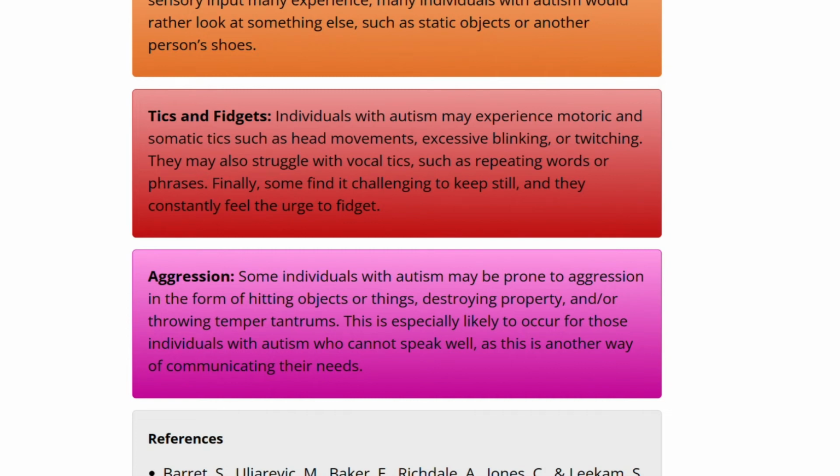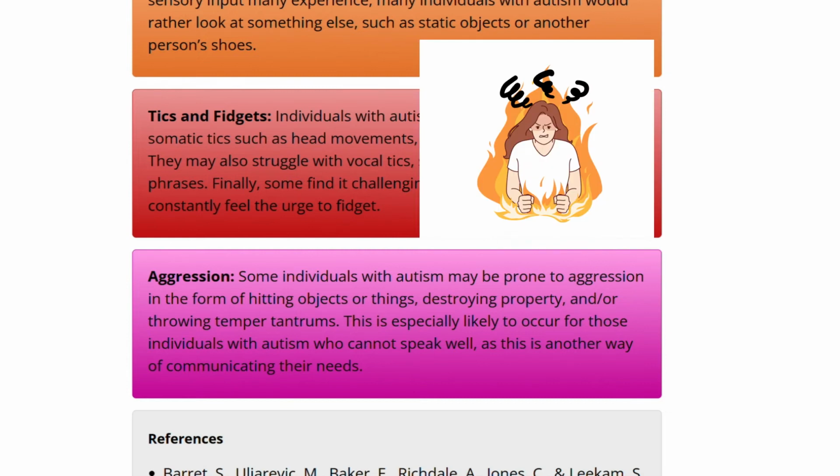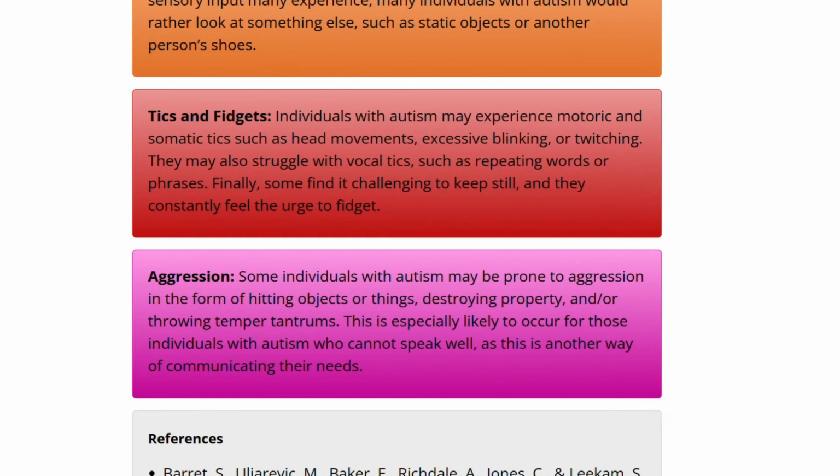This was one I didn't understand what was on there, is aggression, and this tells why. So it says some individuals with autism are prone to aggression in the form of hitting objects or things, destroying property, or throwing temper tantrums. It's especially likely to occur for those with autism who cannot speak well, as this is another way of communicating their needs. Well, let me tell you, I can relate to this.